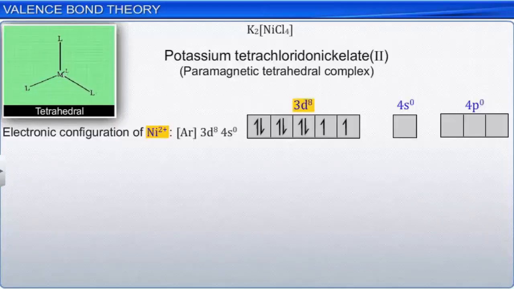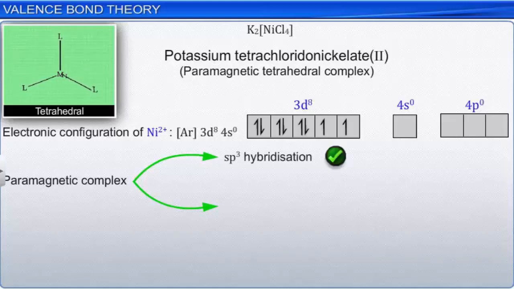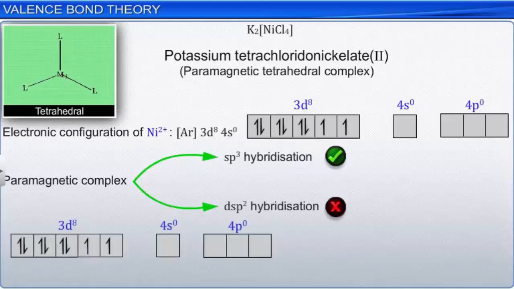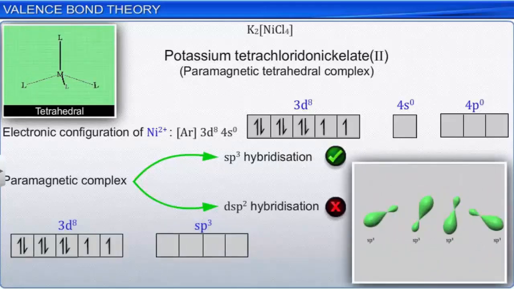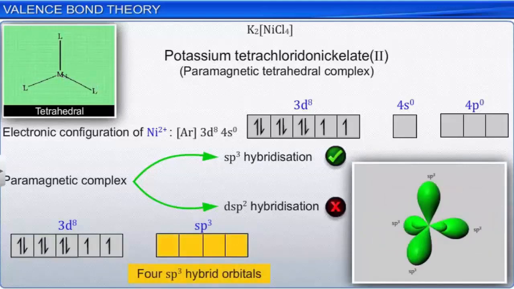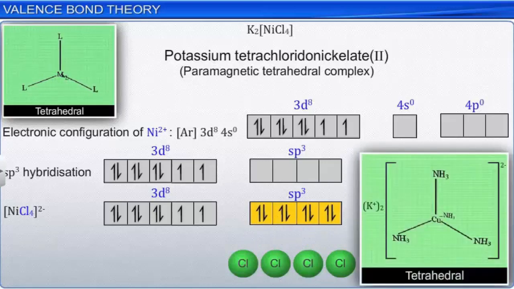Let us study the structure of potassium tetrachloridonickelate. It's a paramagnetic tetrahedral complex whose coordination number is 4. The electronic configuration of nickel 2 plus ion is argon 3d8 4s0. It is a paramagnetic complex. It may undergo sp3 hybridization or dsp2 hybridization. But actually this metal ion undergoes sp3 hybridization. It doesn't involve dsp2 hybridization.